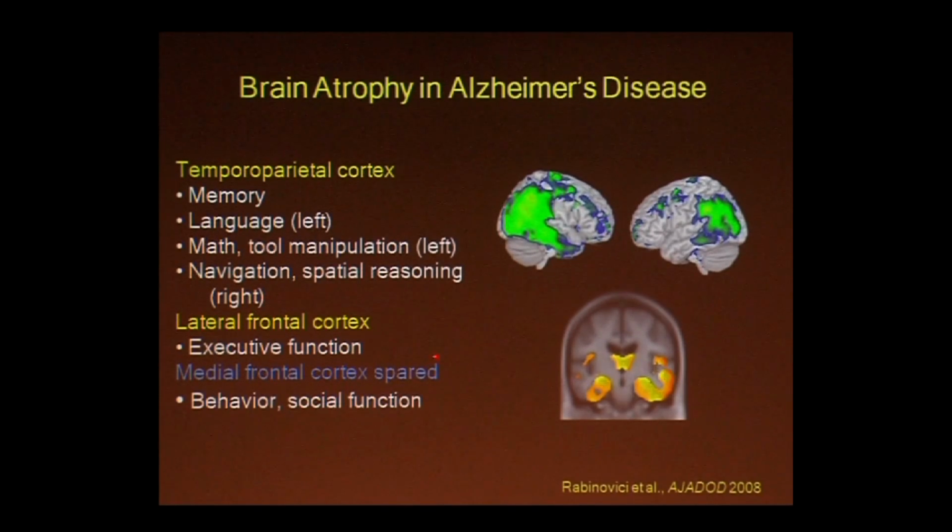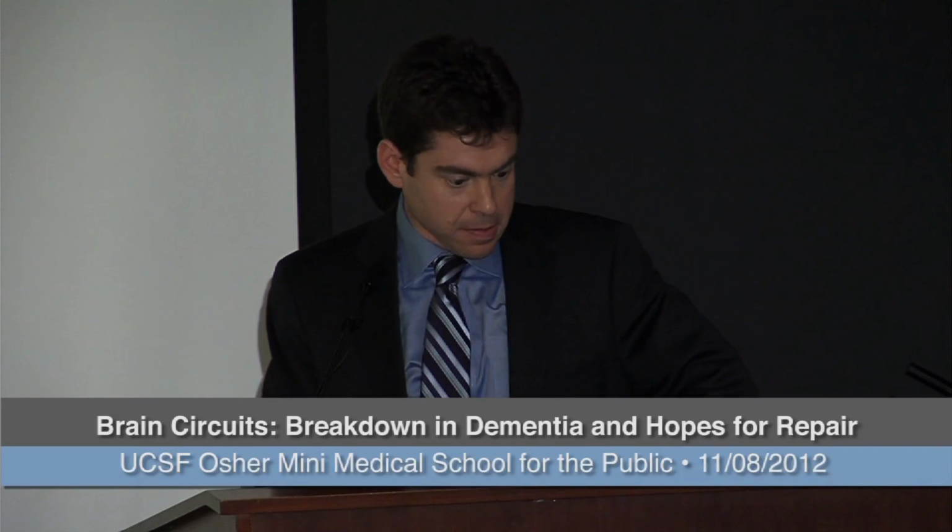And really the regions that are spared are circuits that are in the medial parts of the frontal lobes, inside here. And as you'll hear from Dr. Seeley, these regions are incredibly important for social and emotional functioning. And really, these are the things that are preserved early in Alzheimer's disease in most cases.